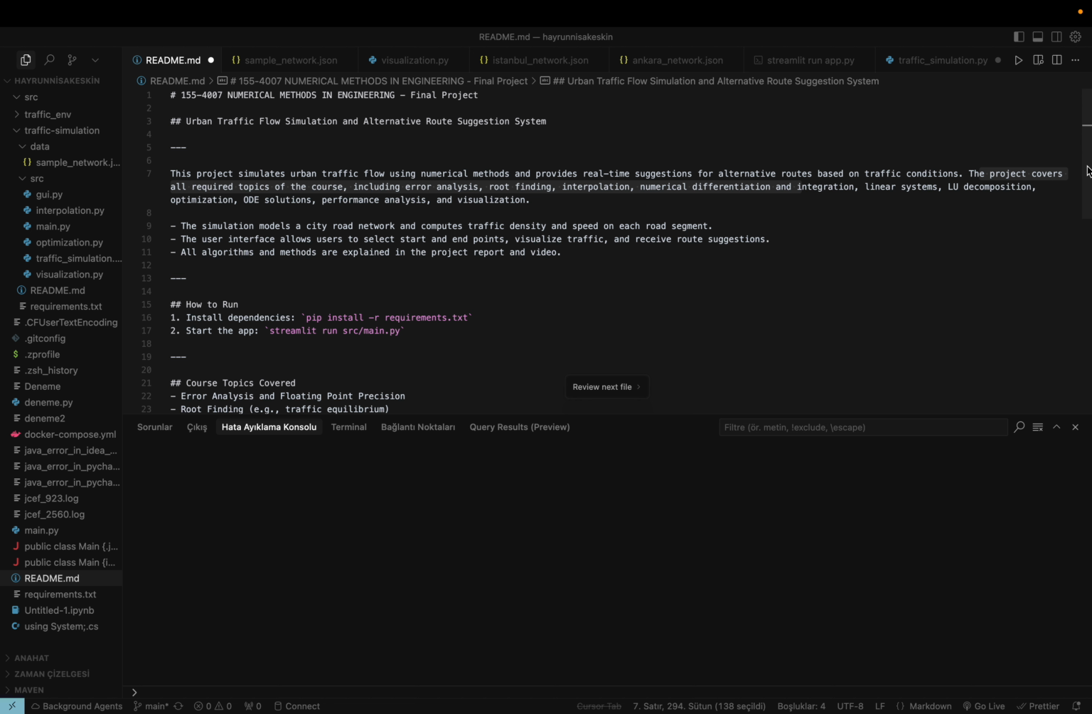And yes, in conclusion, this project simulates urban traffic flow using numerical methods and provides real-time suggestions for alternative routes based on traffic conditions. The project covers all the required topics of the course, including error analysis, root finding, interpolation, numerical differentiation and integration, linear systems, LU decomposition, optimization, ODE solutions, and performance analysis and visualization. The simulation models a route network and computes traffic density and speed on each route segment, and the user interface allows users to select start and end points, visualize traffic, and receive route suggestions. All algorithms and methods are explained in the project report and video.